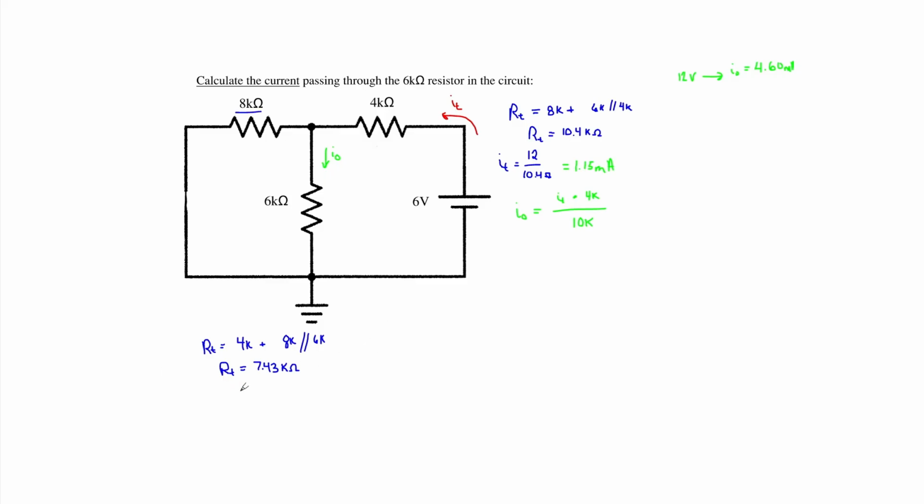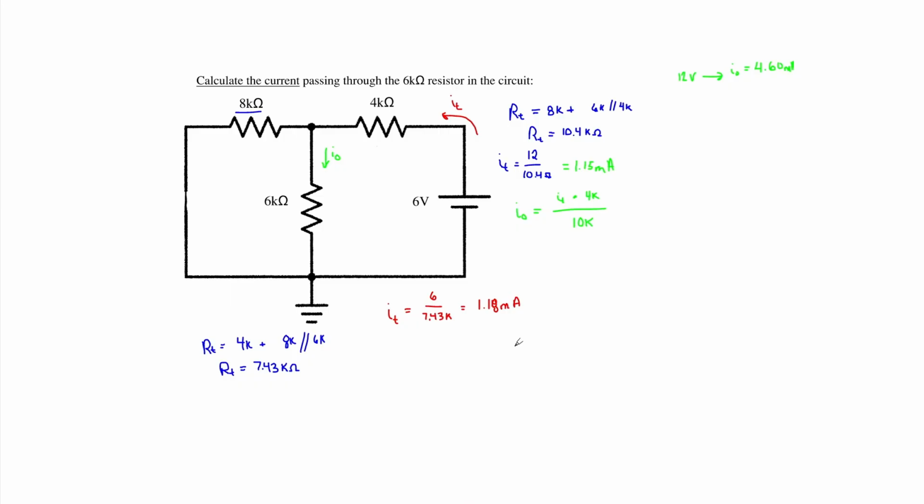Utilizing the total equivalent resistance, we can then find our IT using Ohm's law of 6 volts divided by 7.43 kiloohms. We can conclude that our total inflowing current of the circuit is going to be 1.18 milliamps.